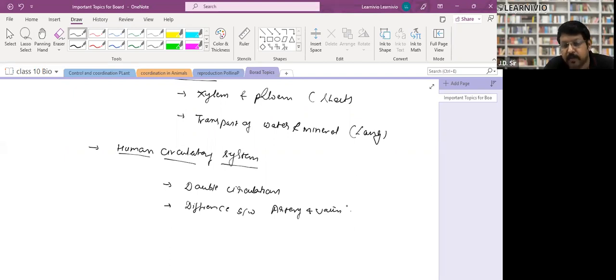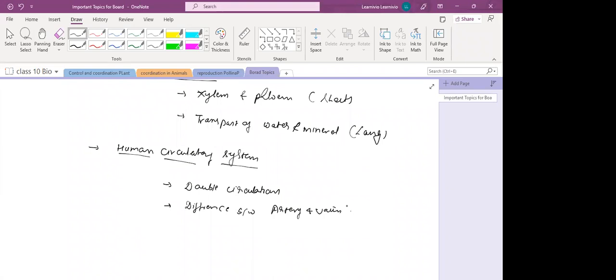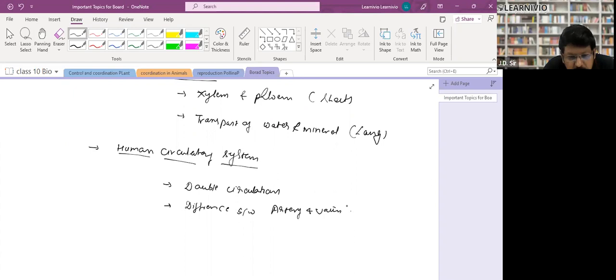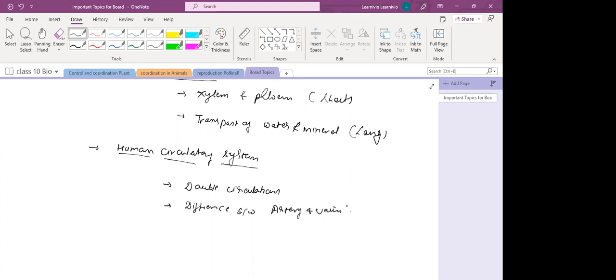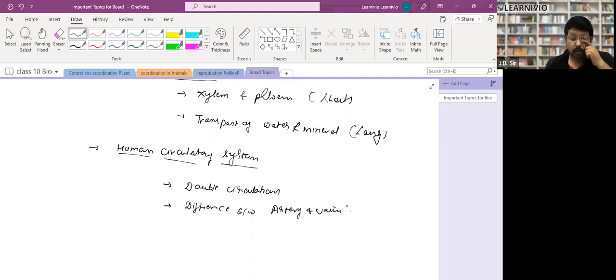Arteries have high pressure, thick wall, red color, found deeper inside. Valves, right? They have valves. Sorry, I'm not getting you. Please, once more. Artery, they have valves, right? Veins have valves, not arteries. Arteries do not have valves.